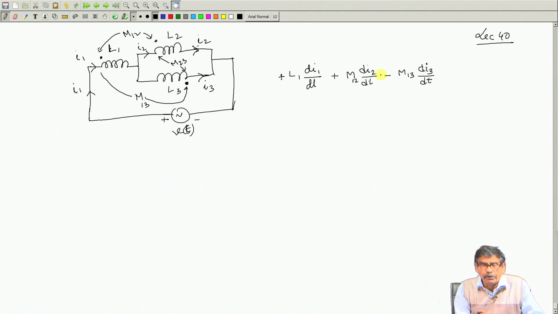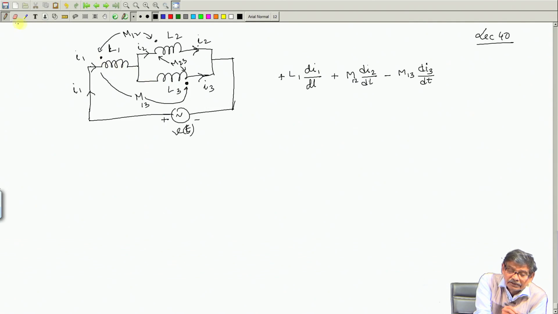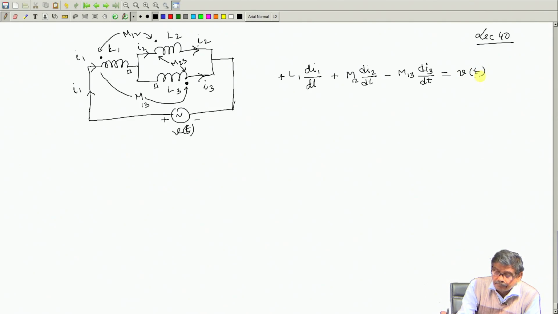I am now avoiding all those small steps. Your understanding should be at this level now; quickly you should write it, or you think in this way: that for these two coils, these two are dots, then these two are also dots. At best you can mark them with a square. So, through this square it is entering, so this square will become plus like that. So, it will be the right hand side, and this must be equal to V(t), that is all.